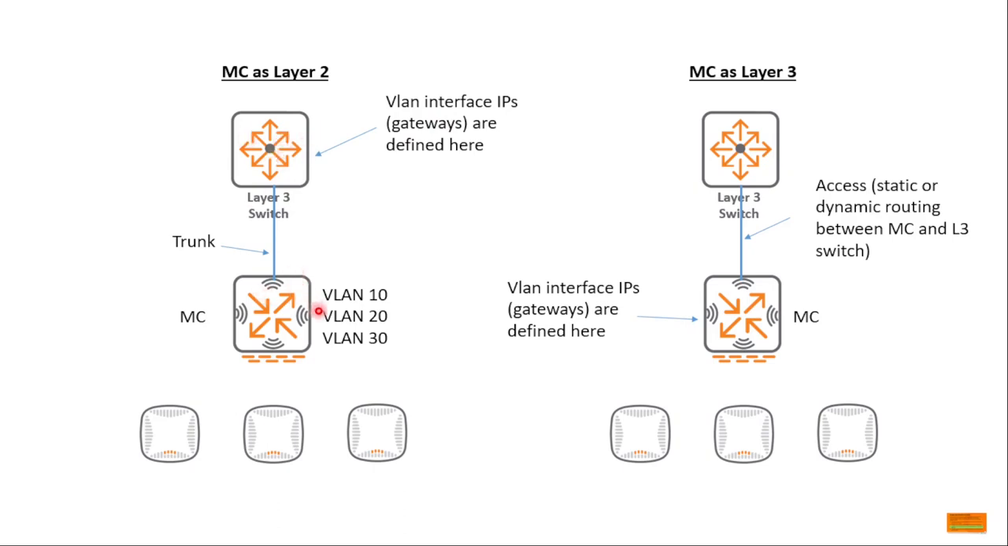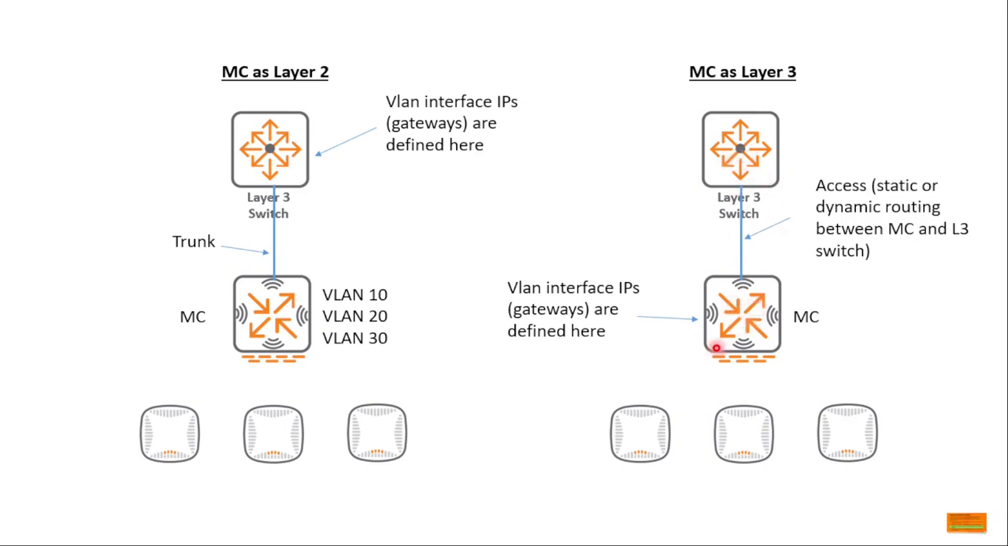So the mobility controller works as a layer 2 device, and all these layer 3 functions are on the core switch. So this is the mobility controller as layer 2 scenario. And mobility controller as layer 3 means all these switch virtual interfaces and VLAN interface IPs are defined in the mobility controller. And there will be static or dynamic routing between the mobility controller and the core switch.